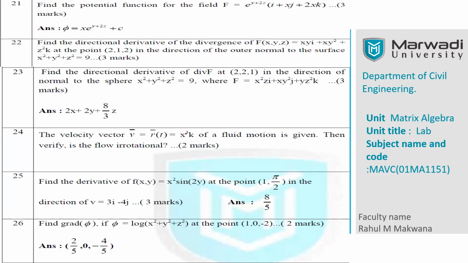Okay, Vishwajit, simply find its curl. If it is irrotational, so simply find curl. If curl of this vector V, or say curl of R of T is 0, then it is irrotational. So simply find curl, nothing else. In a 24.